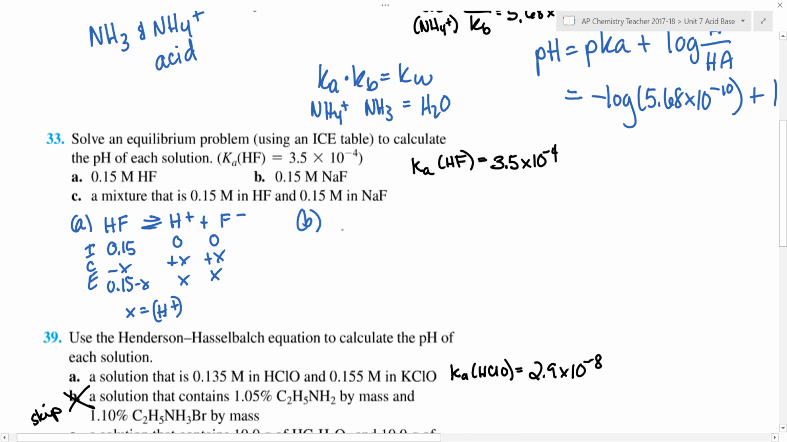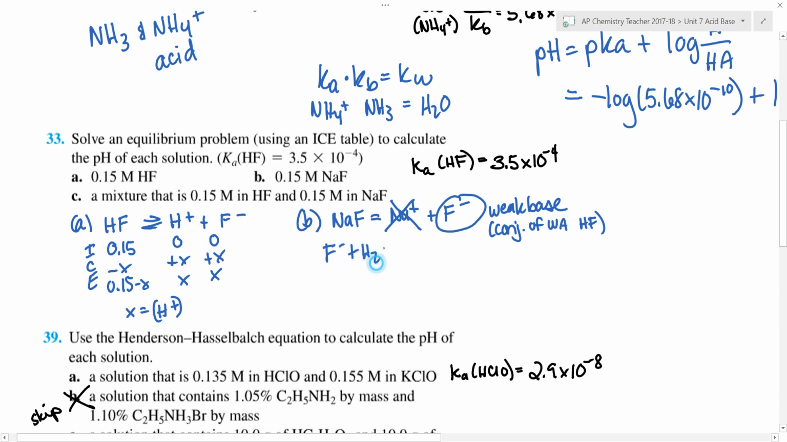Looking at B, keep in mind, this is sodium fluoride. This is an ionic compound. So when I put it in water, I have sodium ions and fluoride ions. Sodium is not a hydrogen giver, because there's no hydrogens to give, and not likely a hydrogen taker, so it's going to be a spectator. F minus looks like the conjugate base of HF. So F minus is going to be a weak base because it is the conjugate of the weak acid HF. So what does a weak base do? When you put it in water, it's going to be a hydrogen taker, so it's going to make HF and OH minus.